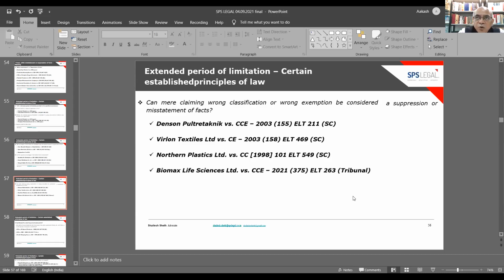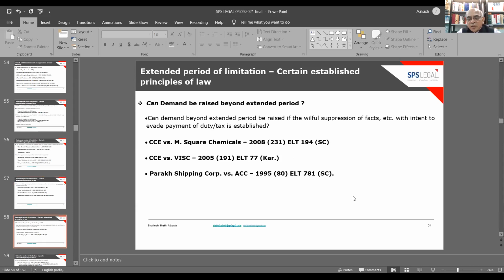I'm not saying that there cannot be an evasion even yesterday. There is no compartmentalization between 73 and 74. Evasion charges can be sustained by the department even in the case of yesterday's transaction. It need not be the extended period, but there should be conclusive material to support that. And in almost all cases, the department is invoking 74 and we are succumbing and surrendering ourselves to that illegal invocation. Can demand be raised beyond the extended period? Even if there is a fraud or willful misstatement or misdeclaration which is proved, the demand cannot lie beyond 5 years at all. The hands of the department are tied there.